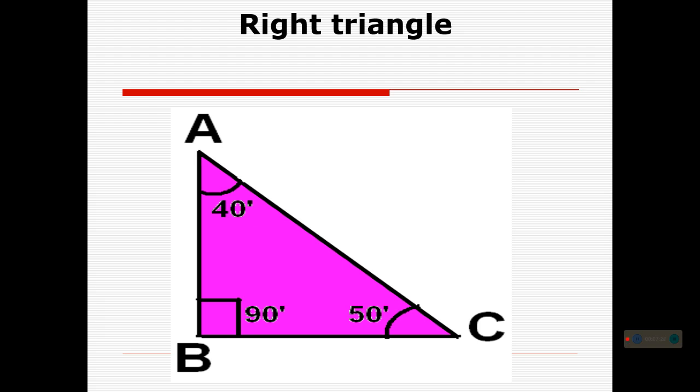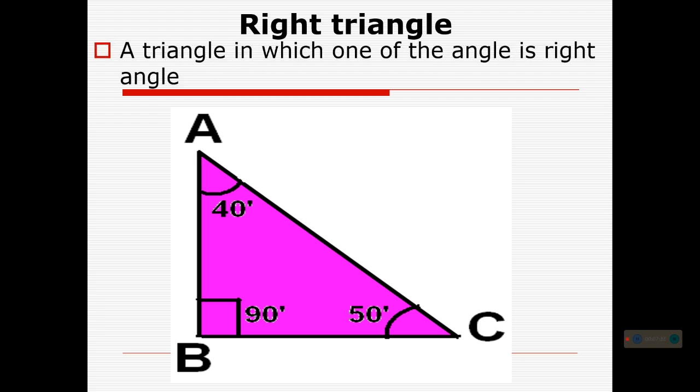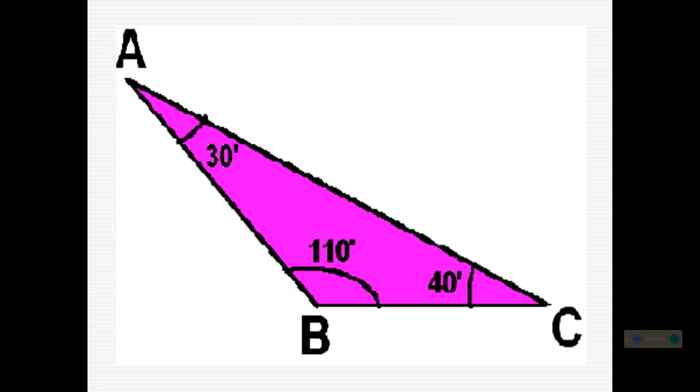Yes, it is an example of a right triangle because it is a triangle in which one of the angles is a right angle. As you have seen, since we have this corner which measures 90 degrees, it is an example of a right triangle. Okay, how about this one? That's correct. This is the last type of triangle on the basis of angles.